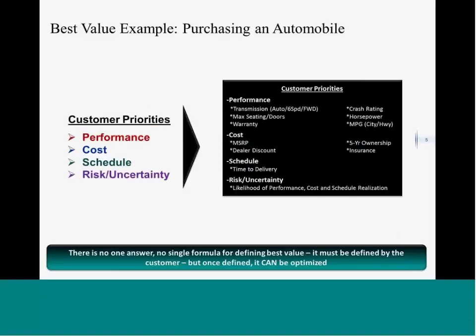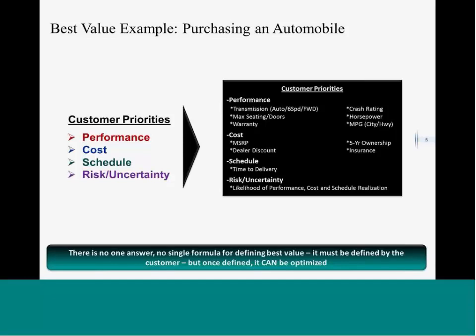For a moment here, let's consider the example of purchasing an automobile. Perhaps this is an experience to which we all can relate. If we were to list some of the typical features that we consider when buying an automobile, they would be items, as we can see here, such as the transmission type, the seating capacity, the number of doors, or perhaps the crash rating, the horsepower, or the miles per gallon around town and on the highway. Now, these items we might classify as our performance features.